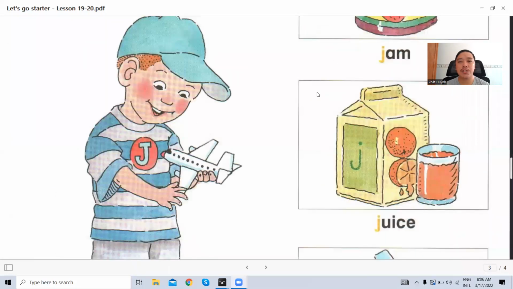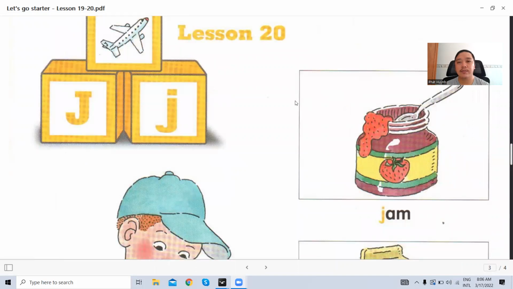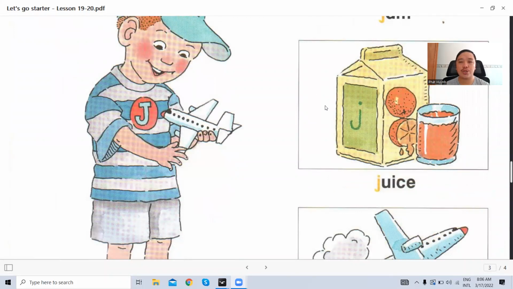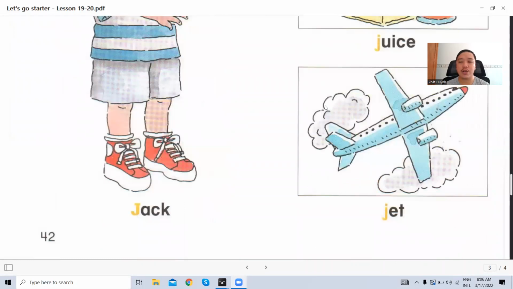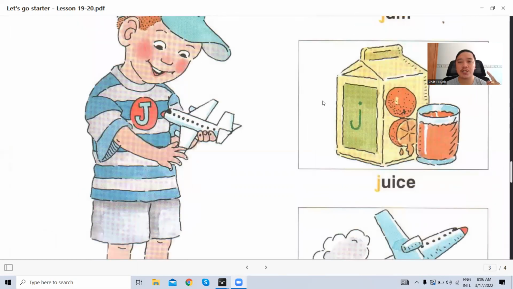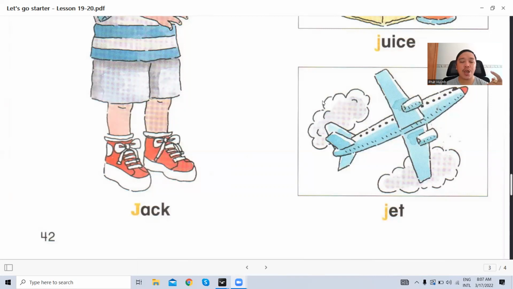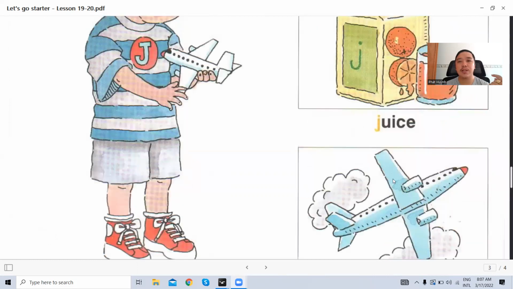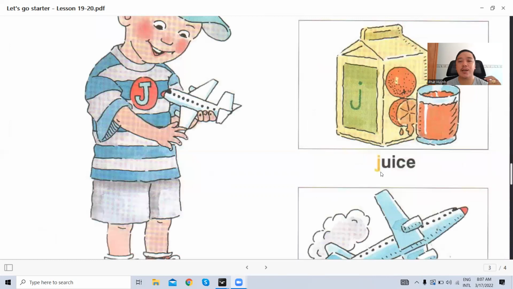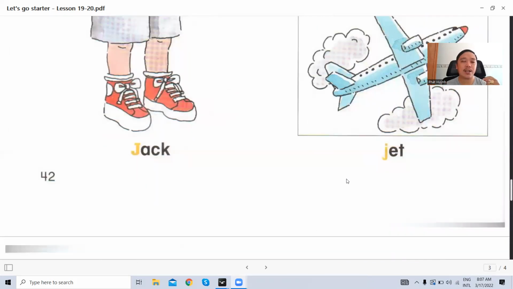Okay, now let's read all four words together. Đọc bốn từ cùng nhau nhé. Jam, jam, jam. Juice, juice, juice. Jet, jet, jet. Jack, jack, jack. Okay, now one more time. Jam, juice, jet, jack.